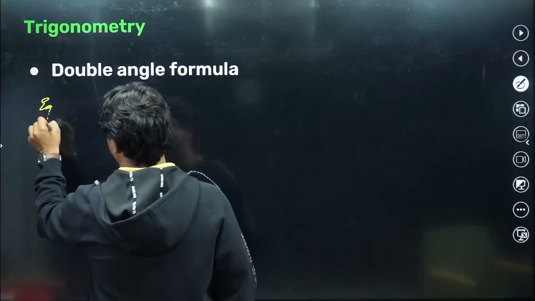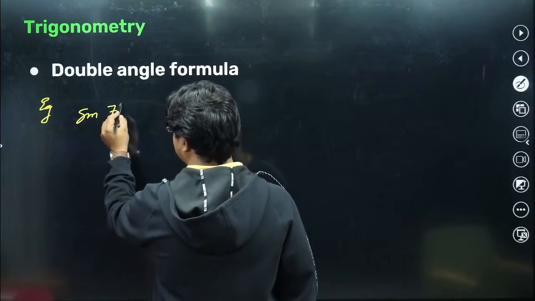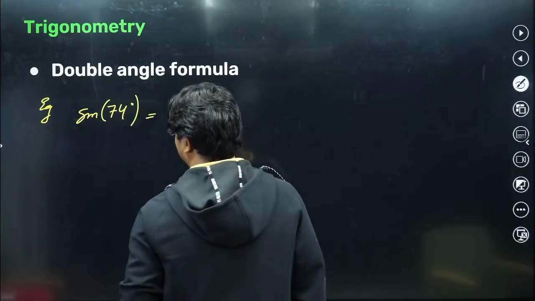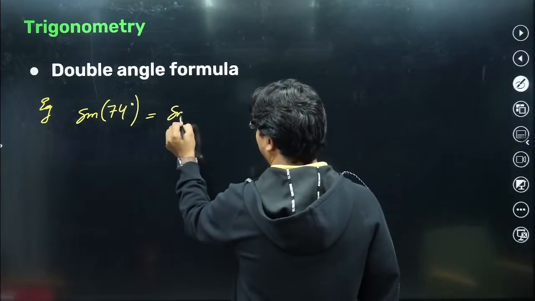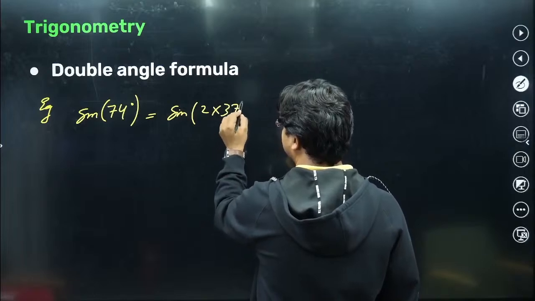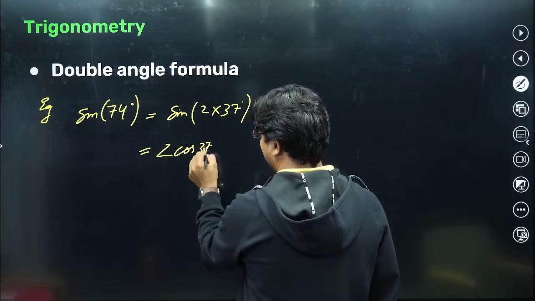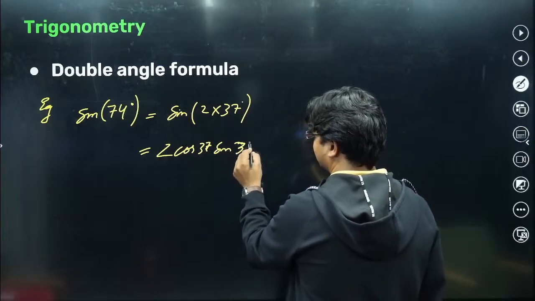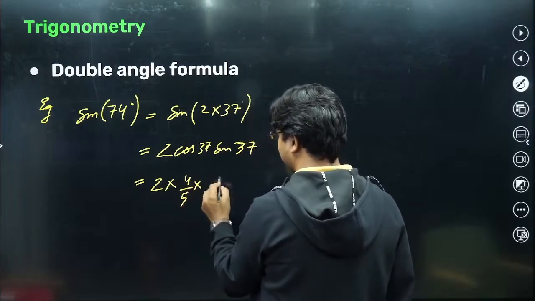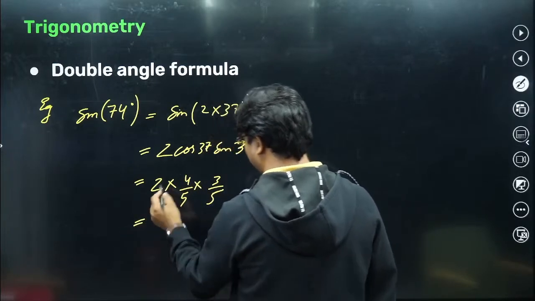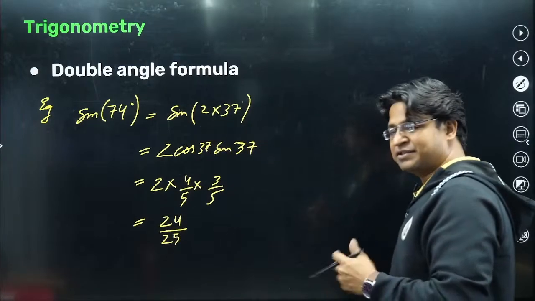For that, let's say I want to know the value of sine 74 degree. Now again, 74 is not amongst the list of the standard angles, but 74 is 2 times 37, which is a standard angle. So you can write it as 2 cos 37 into sine 37. So it will become 2 into cos 37 is 4 by 5 and sine 37 is 3 by 5. So it will become 24 by 25. That is one way of using it.